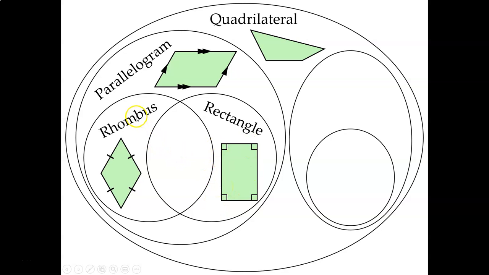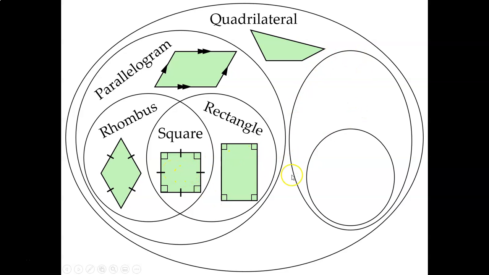And then if you combine a rhombus and a rectangle, you get a square. A square is a parallelogram, that's why it's in this big parallelogram bubble. It's also a rhombus, which is why it's in the rhombus bubble, and it's also a rectangle, which is why it's in the rectangle bubble. So it has all of the properties of these three other shapes. It's a quadrilateral because it has four sides, it has opposite sides that are parallel, it has four sides that are congruent, and it has four angles that are congruent.